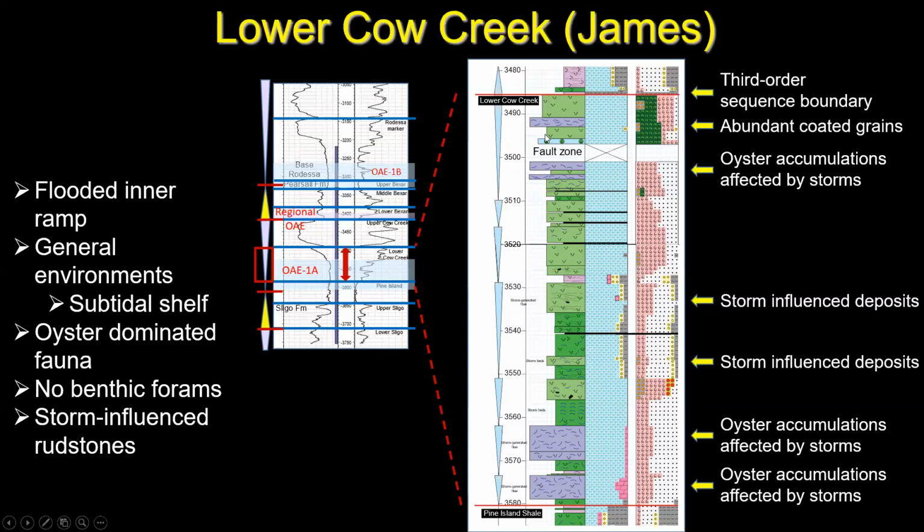Lower Cow Creek, also in East Texas called the Lower James, was deposited on the flooded low energy middle ramp. Oysters dominated the fauna, and there are no benthic forams or green algae as is noted in the Sligo. So the biota is still somewhat suppressed. I interpreted much of the lower Cow Creek deposition as having been influenced by storm processes. The top of the lower Cow Creek is considered to be a third order sequence boundary up here.